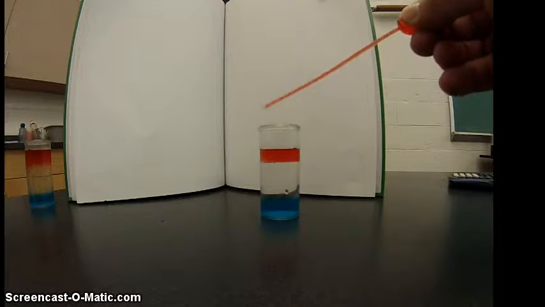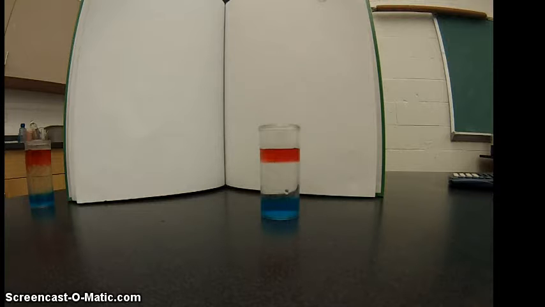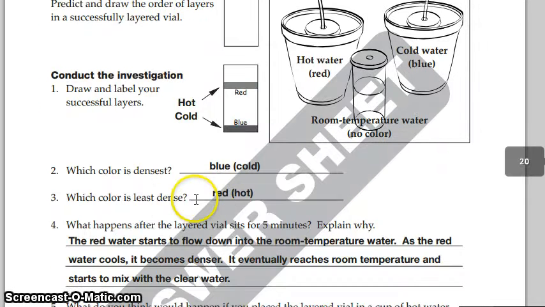And we can get the different colors to layer just based off of the temperature of the different waters. The colder blue water will condense and be a little denser and heavier, and again the hot red water will expand and be less dense. And as we go down through this, we'll see here that the densest color was the blue, the least dense was the red.